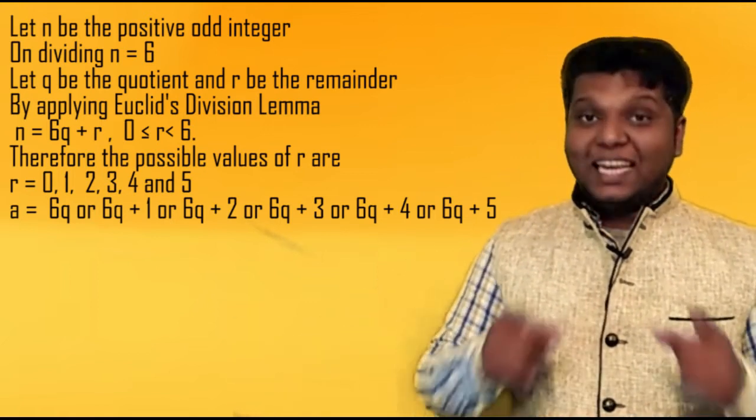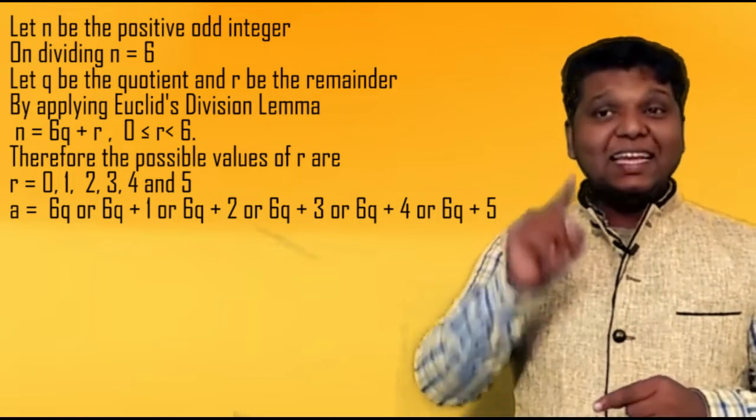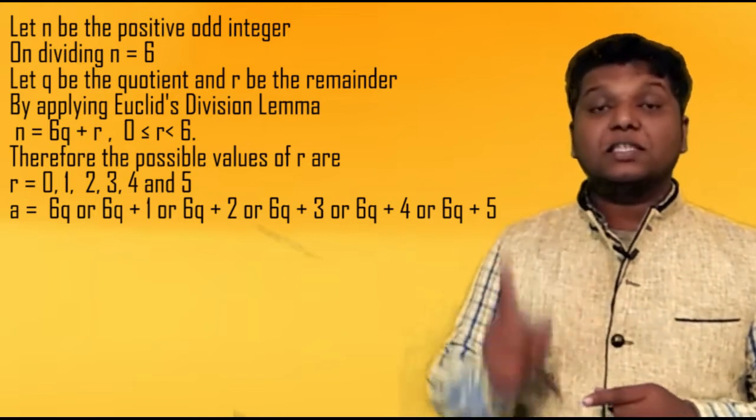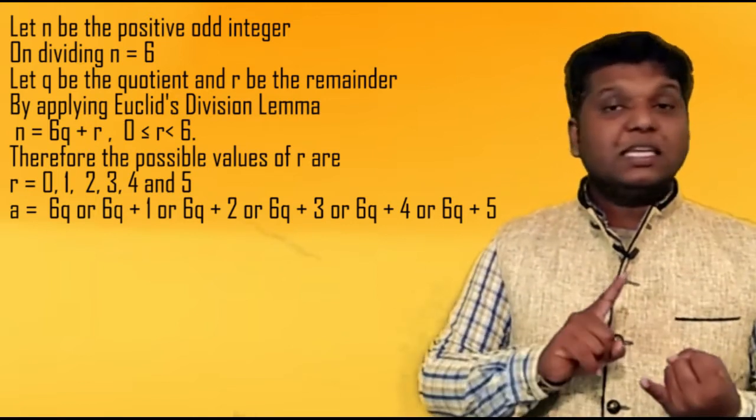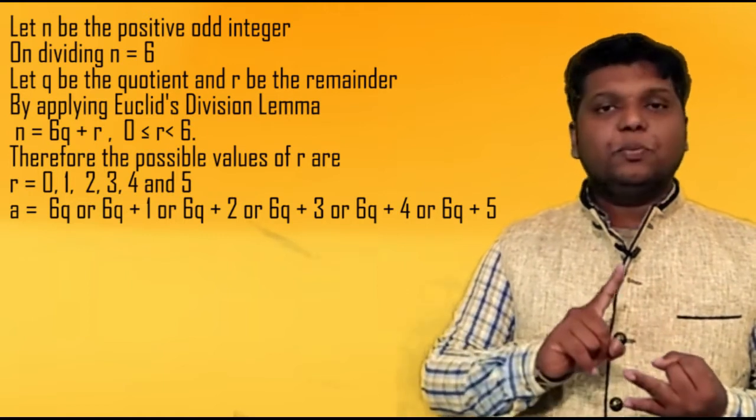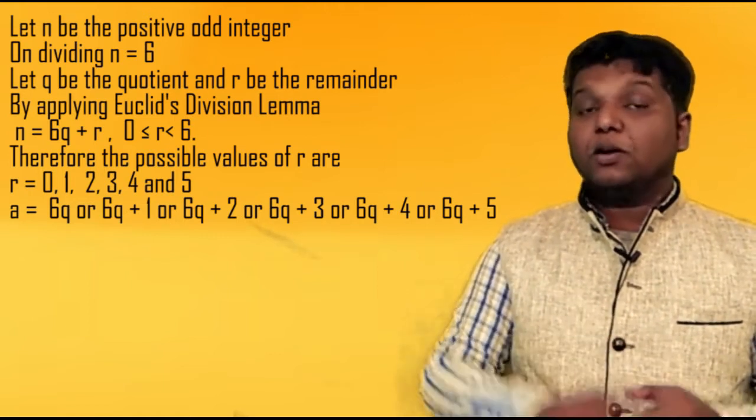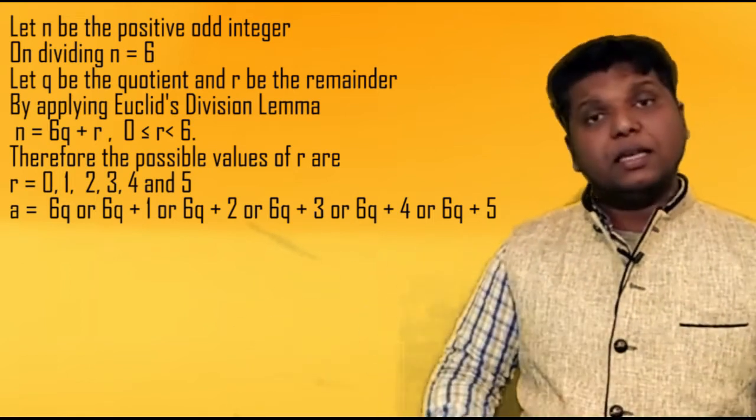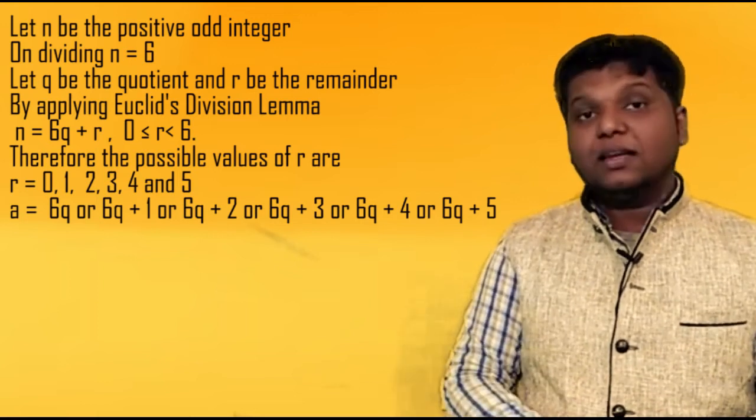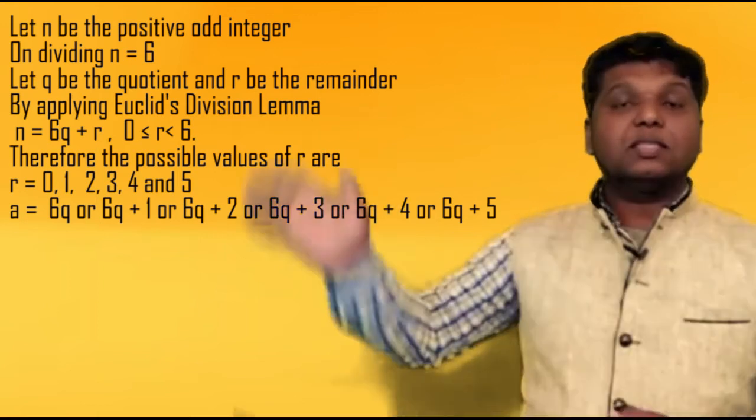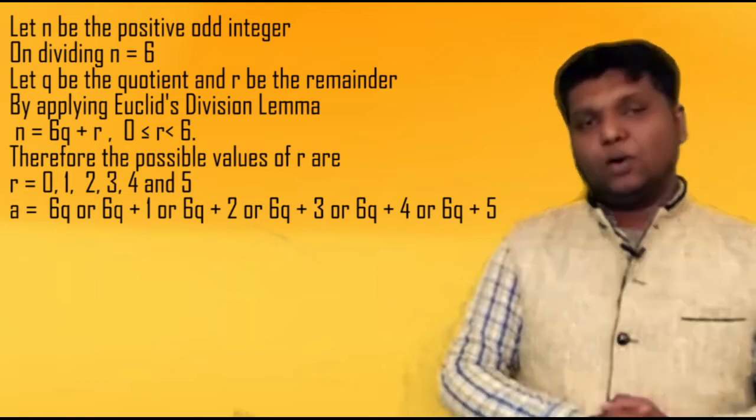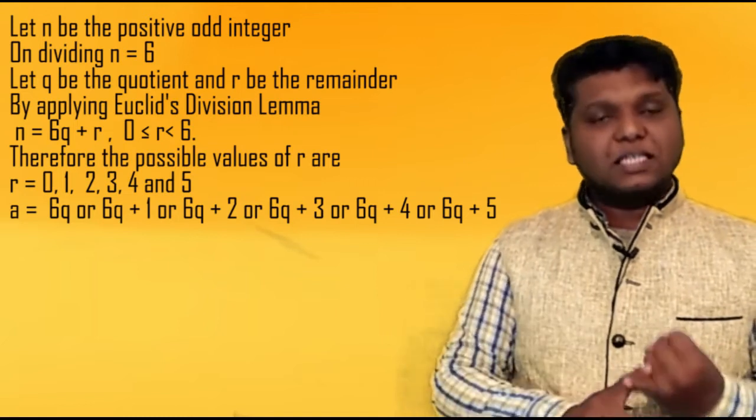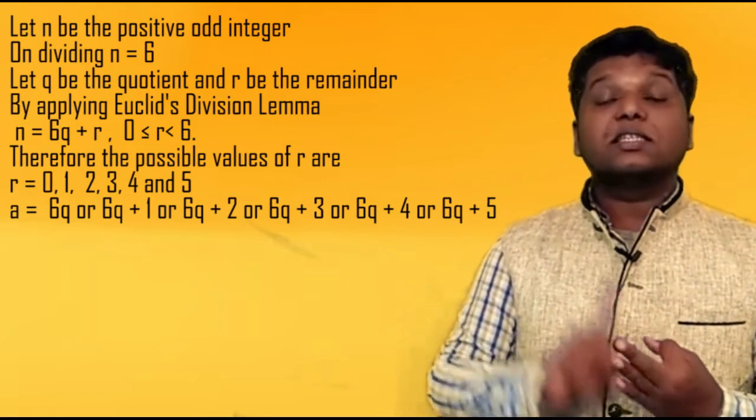What does it mean? It means that whenever n is odd, the value of n should be of the form 6q plus 1, 6q plus 3 or 6q plus 5, because the leftover three, other than these, are definitely even. We proved it right now. We stated it very clearly. So leaving those three behind, if the value of n is coming as odd, definitely it should be of the form 6q plus 1, 6q plus 3 or 6q plus 5.